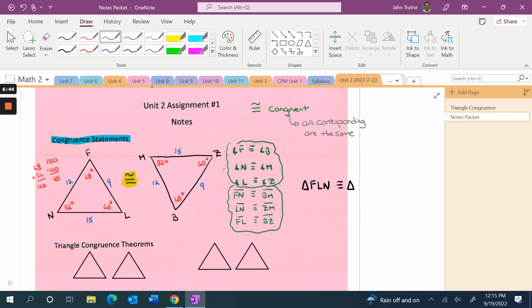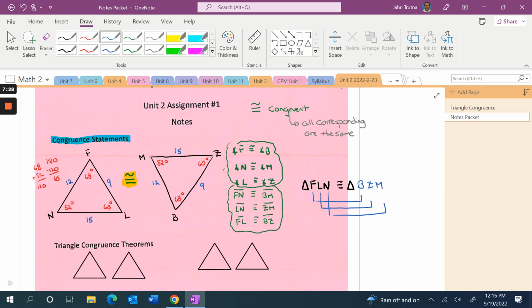So if you notice that F in the triangle on the left, which is 68 degrees, in the other triangle is B. So because I put F first, that means I have to put B first in the other triangle. I'm matching up the letters in the same order. Because I put L second, and because L is 60 degrees, the 60 degree angle in the other triangle is Z, so I would have to put Z second. And then because I put N third, and N is 52 degrees, and the 52 degree angle is M, I would have to put M third.